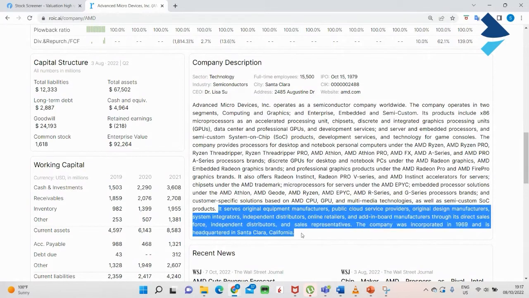But what I find really interesting here is that it serves original equipment manufacturers, public cloud service providers, original design manufacturers, system integrators, independent distributors, online retailers, and in-board manufacturers through its direct sales force, independent producers, and sales representatives.